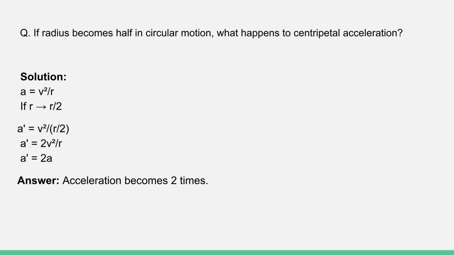Question: if the radius becomes half in circular motion, what happens to centripetal acceleration? Solution: centripetal acceleration, a equals v squared over r. If r becomes r/2, the new acceleration a' equals v squared over r/2, which simplifies to 2a. The acceleration becomes 2 times the original.